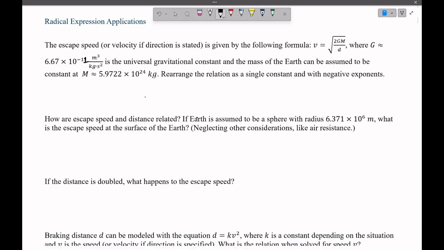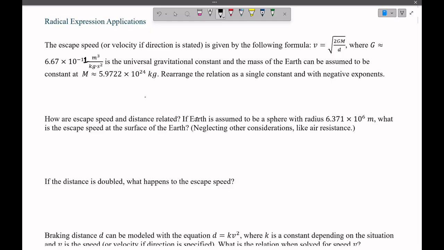The escape speed, or velocity if direction is stated, we're not worried about that here. So we're just going to talk about speed, is given by the following formula. V equals, which is again velocity, but here's speed, V equals the square root of 2GM over d. G is the universal gravitational constant, given by 6.67 times 10 to the negative 11 with those units there.